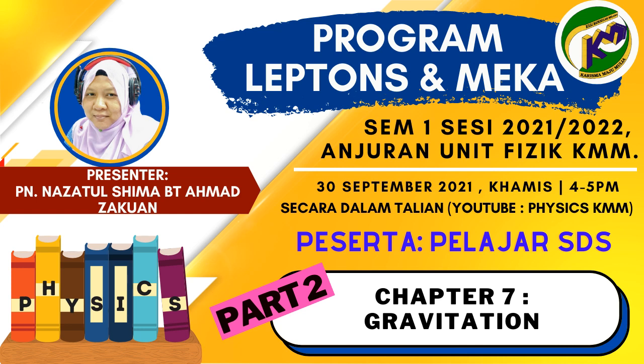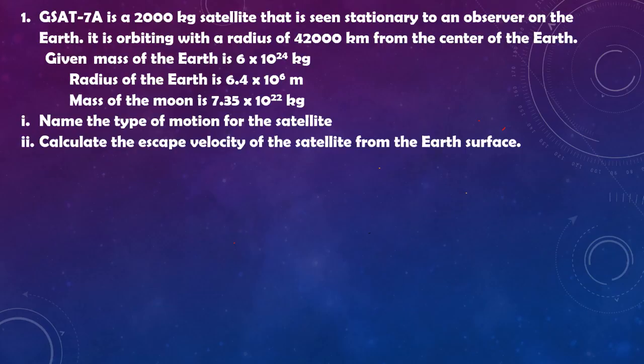We will discuss Chapter 7, Gravitation, under subtopic 7.3, Satellite Motion in the Circular Orbit. In this subtopic we have escape velocity of satellites, and the period of a satellite. Okay, we look at the first questions.